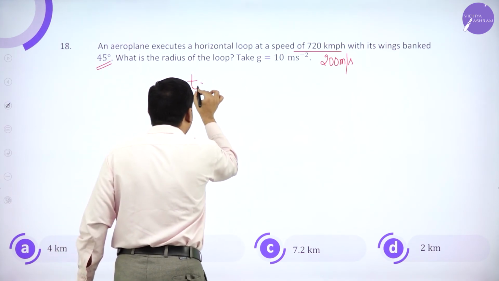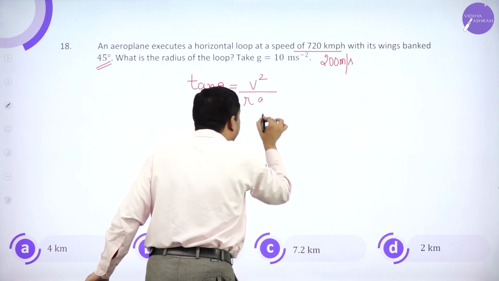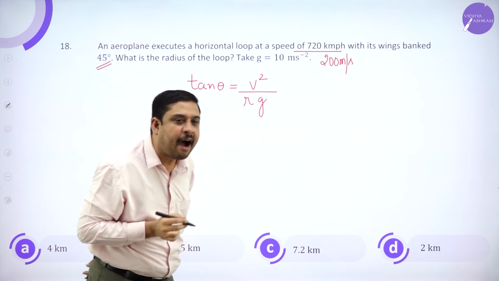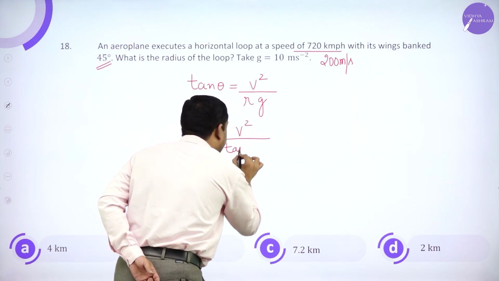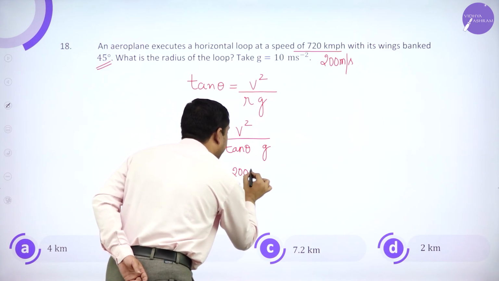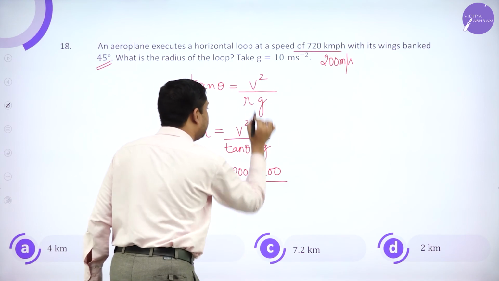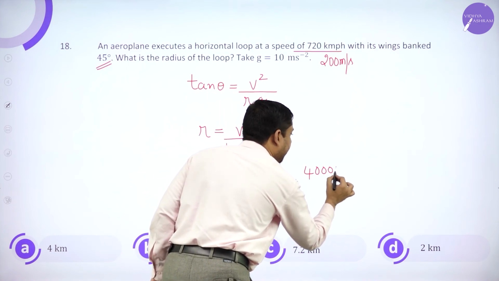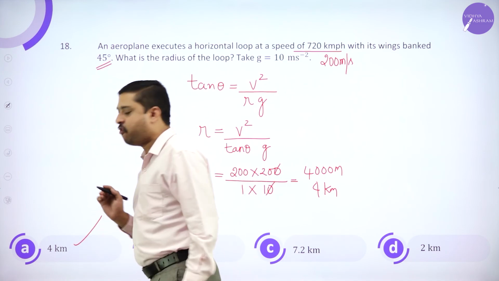Now when it comes to angle of banking, we know tan theta equals V square divided by RG. I want radius. So R is V square by tan theta into G. So what is the velocity? 200 into 200. Tan 45 is 1. G is 10. So the answer is 4,000 meter or it is 4 kilometer. So the answer is 4 kilometer.